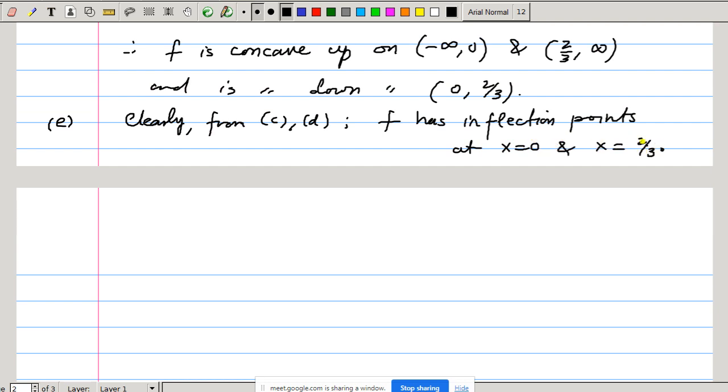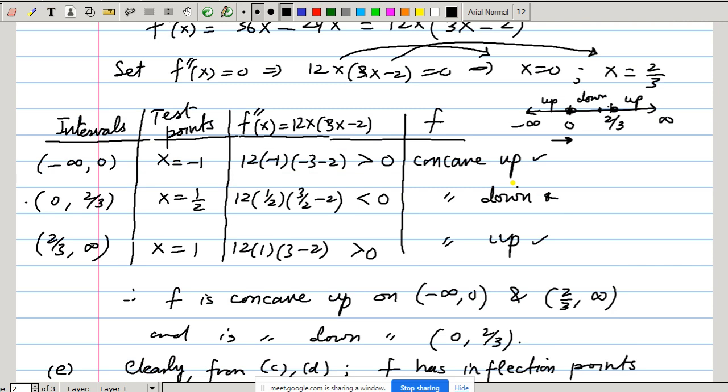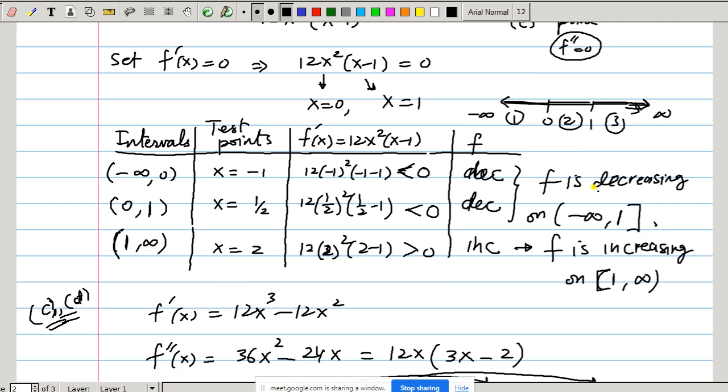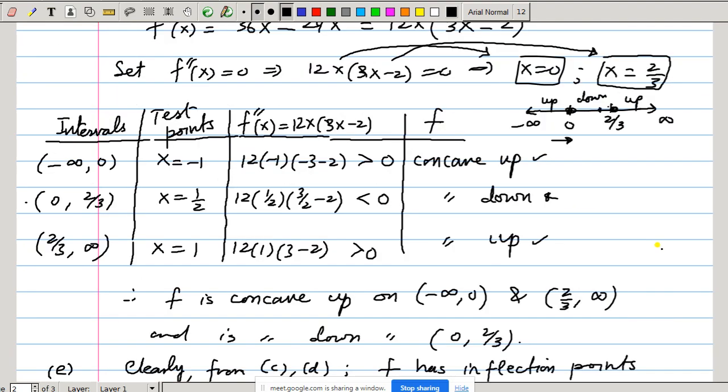So at both the points I have an inflection point. If concavity does not change, then it will not become an inflection point. So remember, even though my second derivative is 0 here, if they do not change their concavity, they do not become inflection points. Like here you see 0 is a critical point. My function was decreasing, it is still decreasing. So if the sign does not change for the second derivative, it does not become an inflection point.